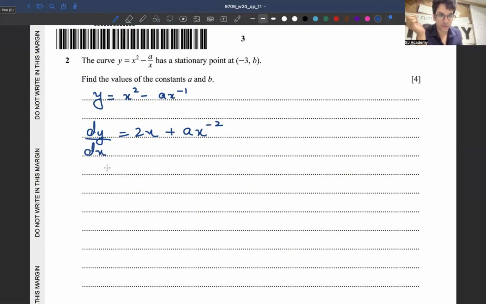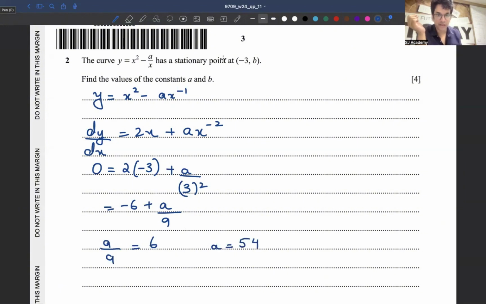So this will become 0 is equal to 2 times minus 3 plus a into, and we can write it as a upon 3 whole squared. So this will become minus 6 plus a upon 9. So a upon 9 is equal to positive 6. a will be equal to 54.